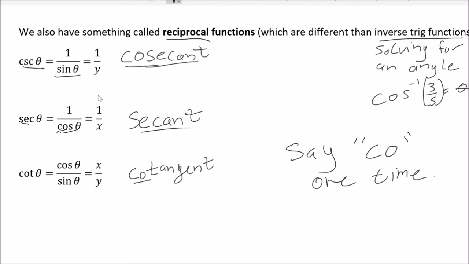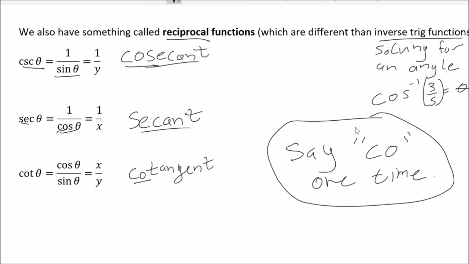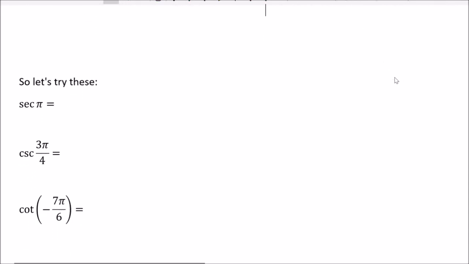And guys, I get that it sounds like secant and sine would go together. They don't though. You can only say co one time. Now, I have no idea why that is. So if any of you can teach me, that'd be awesome. But I do know that's a simple little trick to keep you from getting confused on it. Okay, let's see how they're used, and then that's going to be all for today.